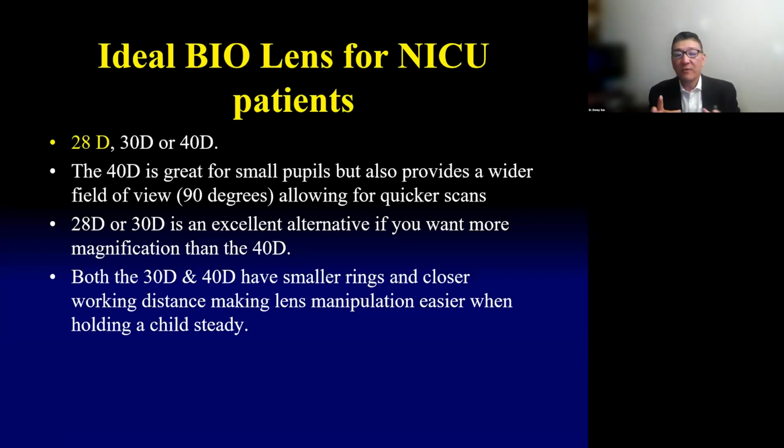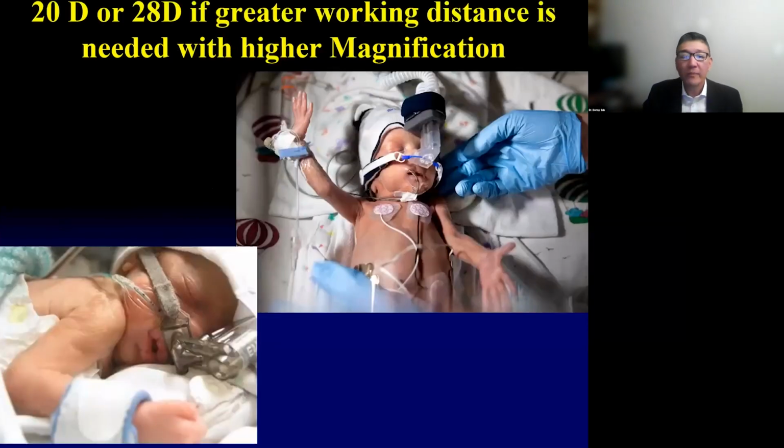So if you're just looking for that peripheral exam, it's acceptable, and it's very quick to scan. And 28 or 30 is an excellent alternative if you want more magnification than 40. And both 30 and 40 have a smaller ring, so you can actually get closer to the baby's face. That sometimes can be helpful.